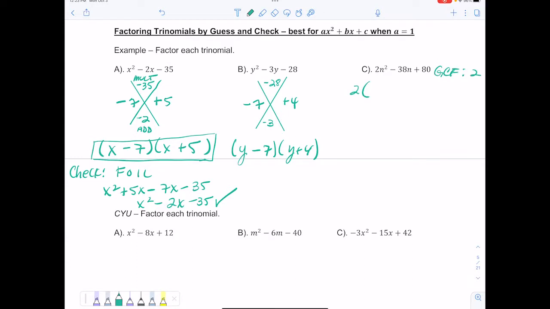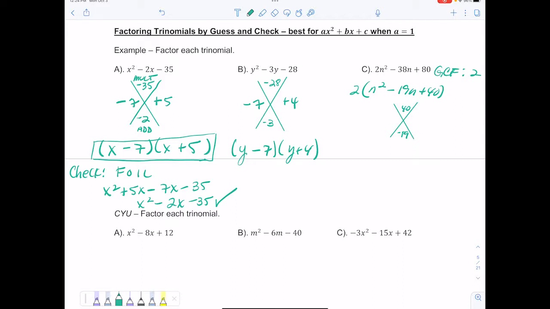What's left over? 2n squared divided by 2 is just n squared. Negative 38n divided by 2 is negative 19n. And 80 divided by 2 is 40. Now you want two numbers that will multiply to give you 40, but add to give you negative 19. You can pause the video and try to think of it on your own. If you're having trouble thinking of numbers that multiply to give you 40 and add to give you negative 19, you're not alone. There aren't any.